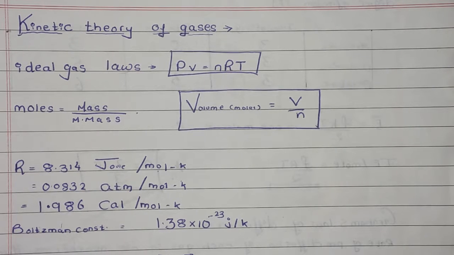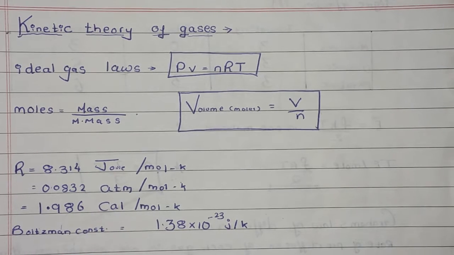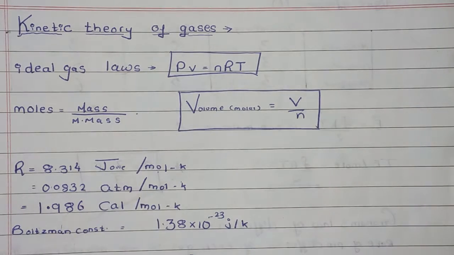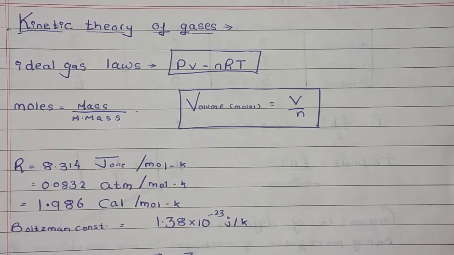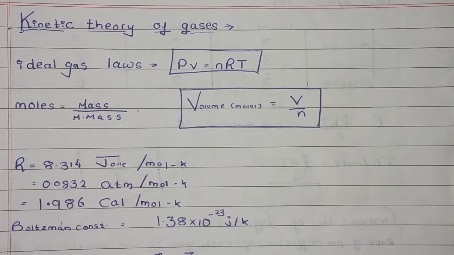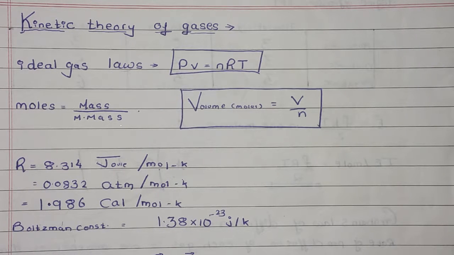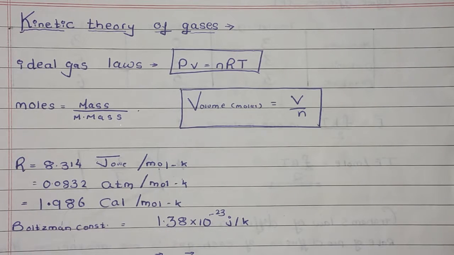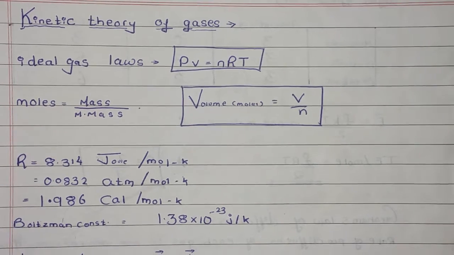Of course, you know the ideal gas law, PV equals nRT. Moles equals mass upon molar mass, so volume per mole is V by n. Everybody knows that. So R equals 8.314 joules per mole Kelvin, 0.0821 atmosphere per mole Kelvin, and 1.98 calories per mole Kelvin, where the Boltzmann constant k is 1.38 times 10 to the power minus 23 joules per Kelvin.